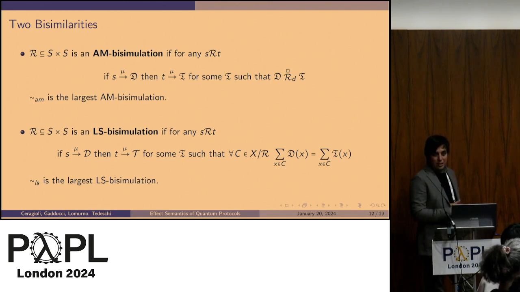These two definitions give exactly the same notion of bisimilarity for the probabilistic case. They are both usually called Larsen-Skou bisimilarity, but in the quantum case, we have two different relations.